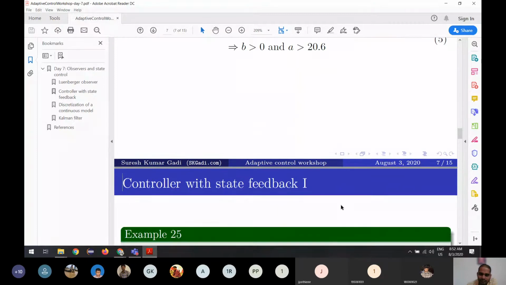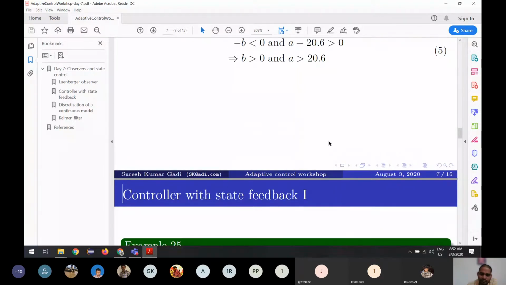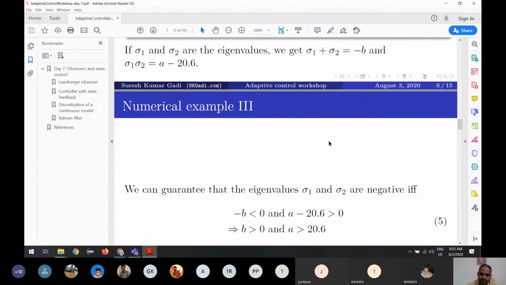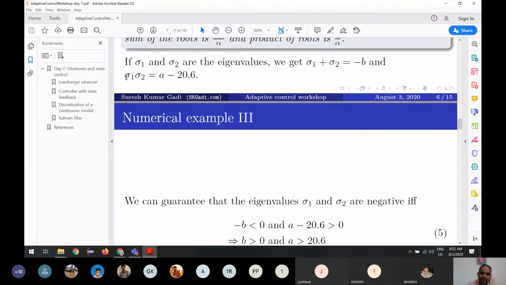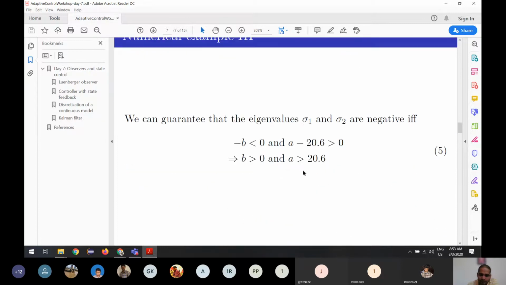So what we have is minus b should be negative. What is the other thing? Sigma 1 times sigma 2 is this one. If you multiply two negative numbers, the answer is a positive number. So the multiplication of sigma 1 and sigma 2 is this number, and it should be positive. So a minus 20.6 should be positive. So what we have is b should be greater than 0 and a should be greater than 20.6.